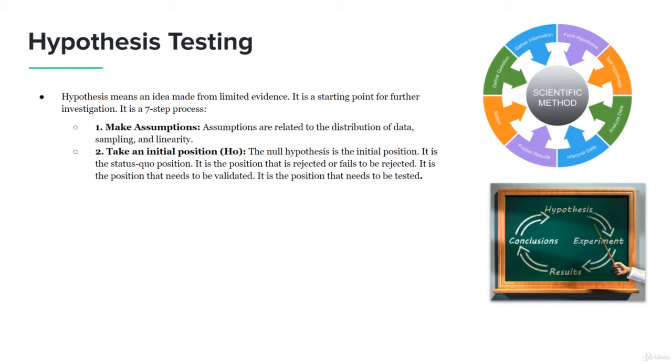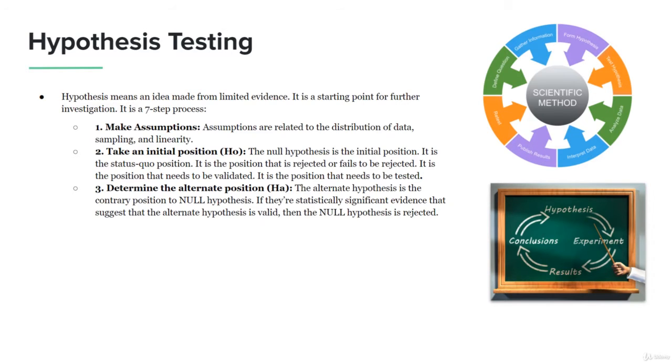And then we take the initial position. This is the H0. So the null hypothesis is the initial position. It is a status quo position. It is the position that is rejected or failed to be rejected. This is the position that needs to be validated and actually tested to make sure that it's true, right? And then determine the alternate position. Step number 3. The alternate hypothesis is the contrary position to the null hypothesis. If there's statistically significant evidence that suggests that the alternate hypothesis is valid, then the null hypothesis is rejected.